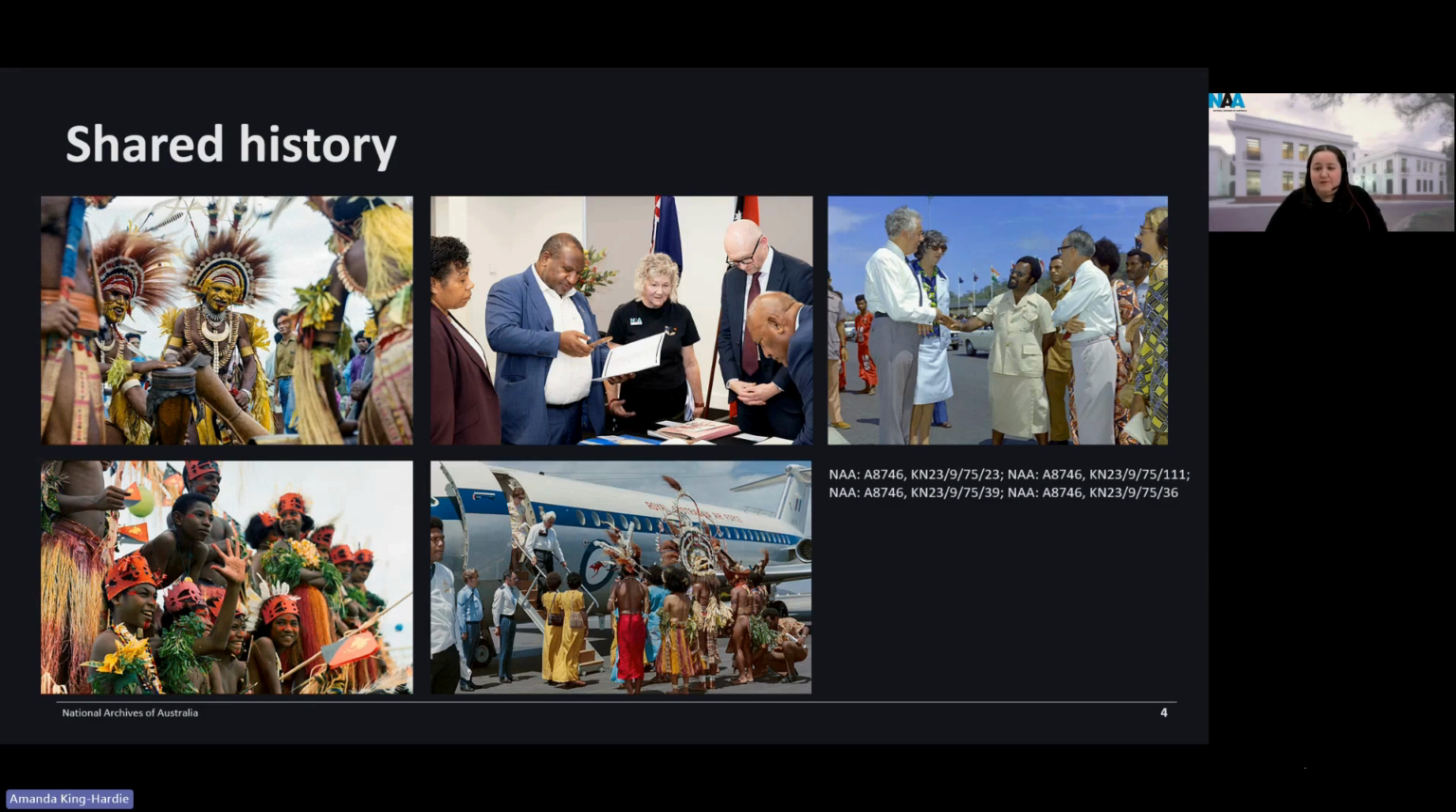Due to Australia and Papua New Guinea's shared history, the National Archives holds a large number of significant records relating to PNG, dating from around the 1890s, possibly even a little earlier, through to PNG's independence in 1975.